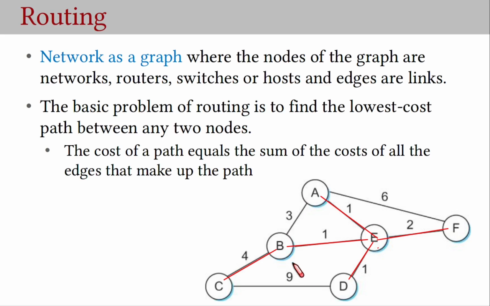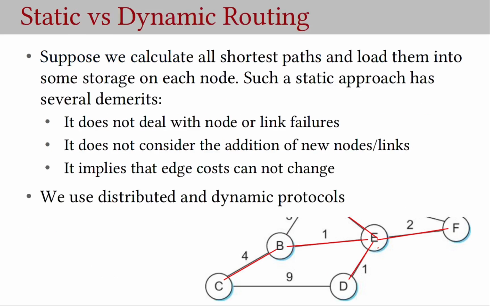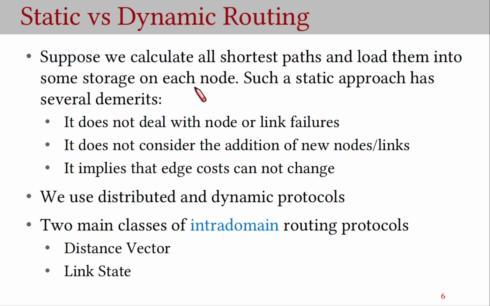So one option is to do these calculations by hand and load them in some storage on each node. That would be a static approach, but it has several problems. For example, if there are node or link failures, this process has to be repeated. It does not consider the fact that we might want to add new nodes or new links. It also implies that the edge costs don't change, and that's not true. Edge costs could be a function of bandwidth or delay, and these parameters change over time.